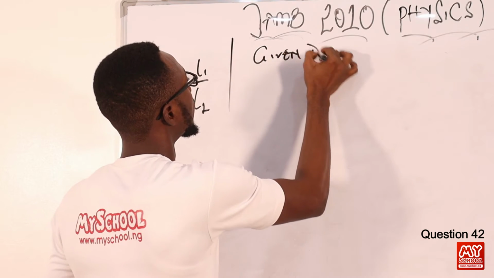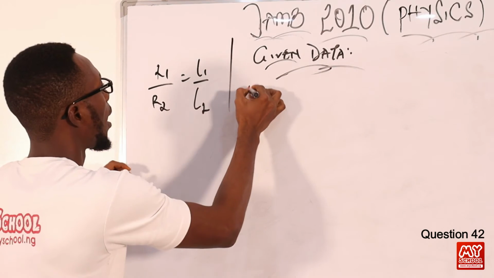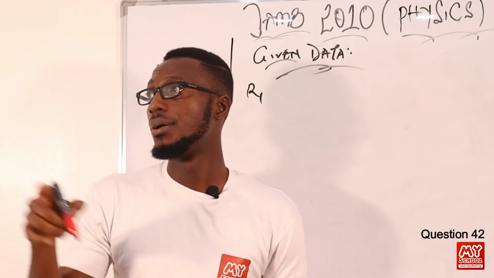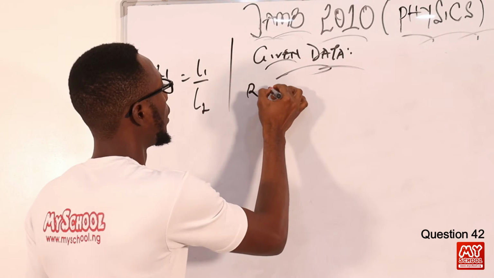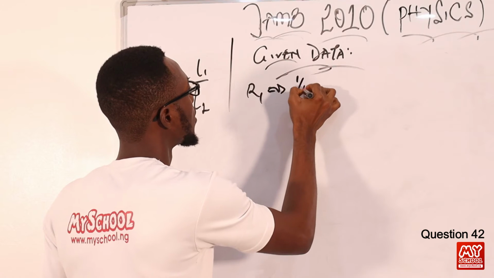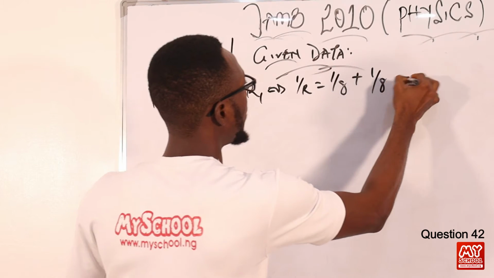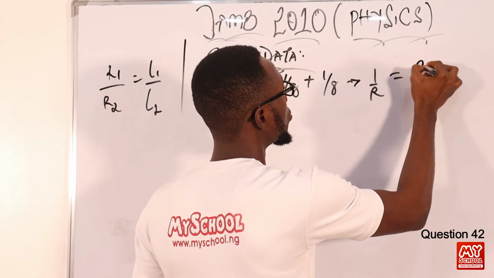Okay, so R1, we have two resistors arranged in parallel. So that will be 8 and 8, right? The arrangement in parallel is 1 over R equals 1 over 8 plus 1 over 8, that is 2 over 8.